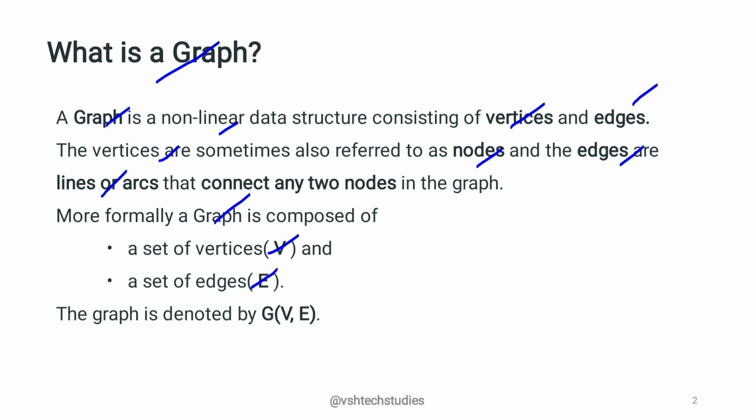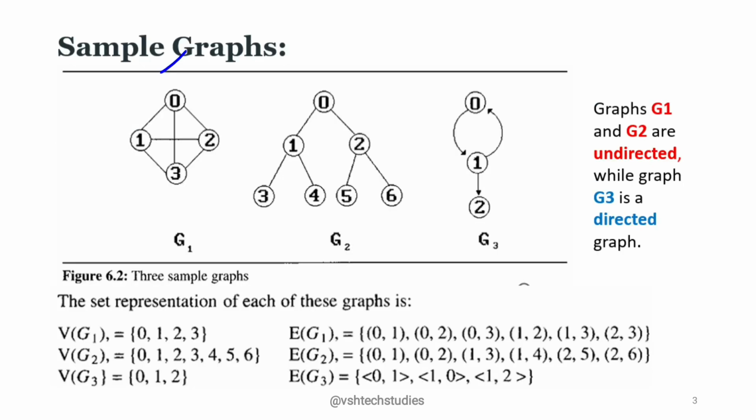Hence it can be denoted as G, for graph, and it is the collection of vertices and edges. V stands for vertices, E stands for edges. Now let us consider some sample graphs. So this is graph G1, this is graph G2, this is graph G3.